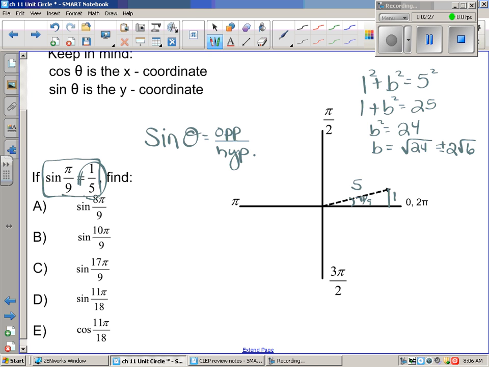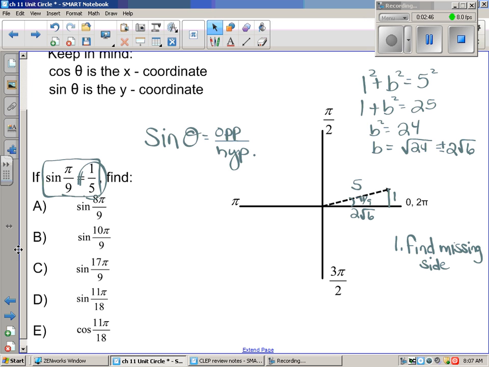Once again, this is technically plus or minus. And the plus or minus allows me to see which quadrant we're in. So we have 2 root 6. So the first step is to find the missing side.